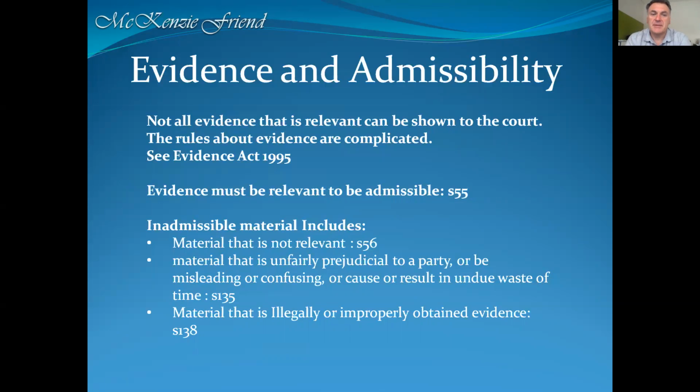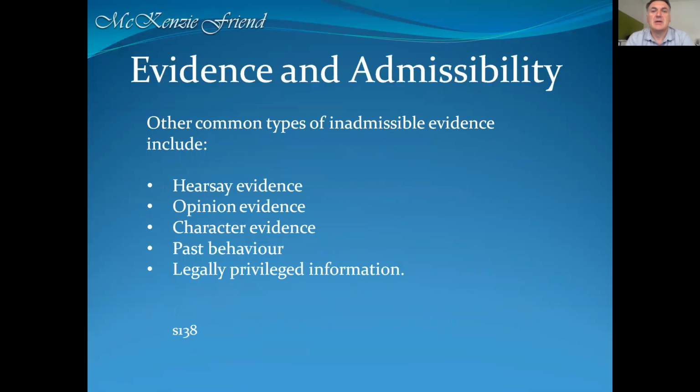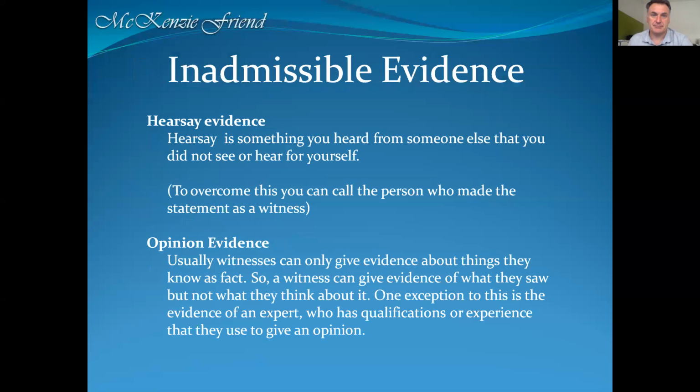Therefore, inadmissible material could include material that is not relevant, material that is unfairly prejudicial to a party, or be misleading or confusing, or cause or result in an undue waste of time, and material that is illegally or improperly obtained. Other types of inadmissible evidence include hearsay evidence, opinion evidence, character evidence, past behaviour, and legally privileged information. Firstly, let's look at hearsay evidence.